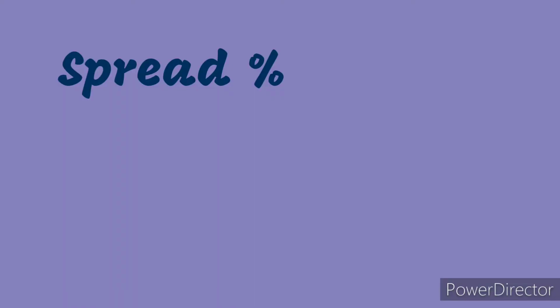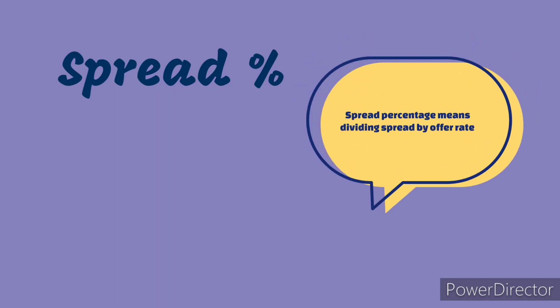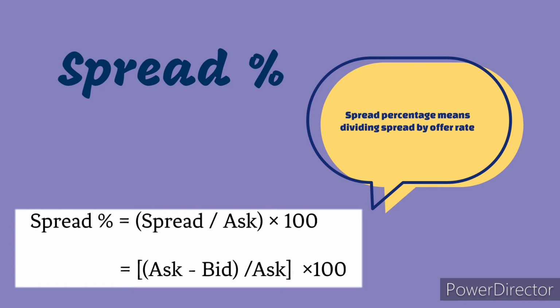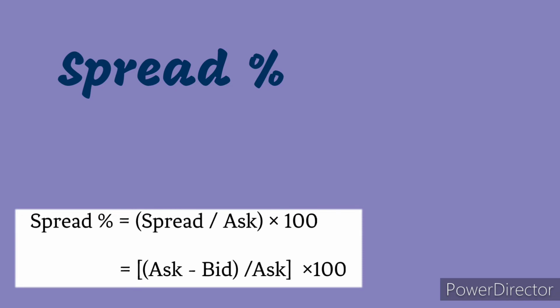Next is percentage spread. When we want to find out spread percentage, we have to first find out the spread rate and divide the spread rate by the ask value or offer rate. So the formula for spread percentage is spread upon ask into 100. But alternatively, we can use the formula ask minus bid upon ask into 100.